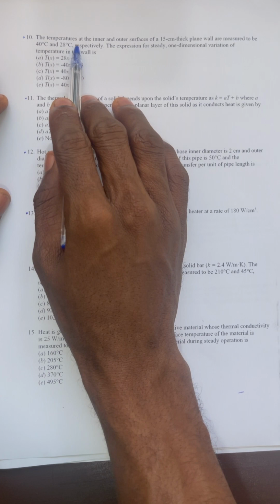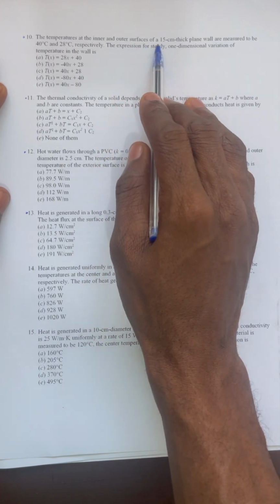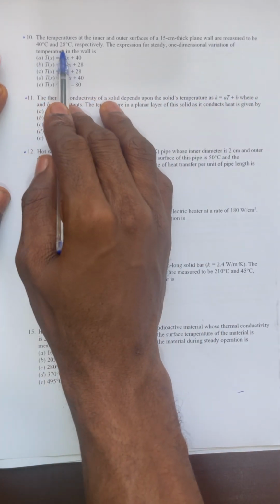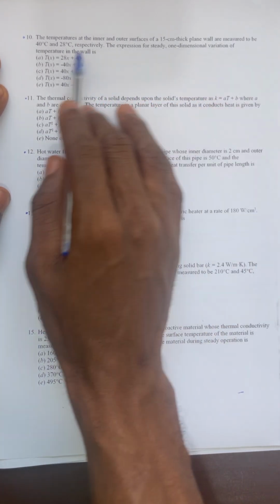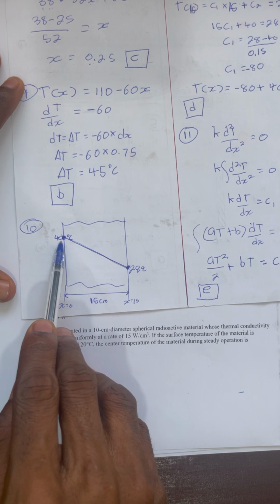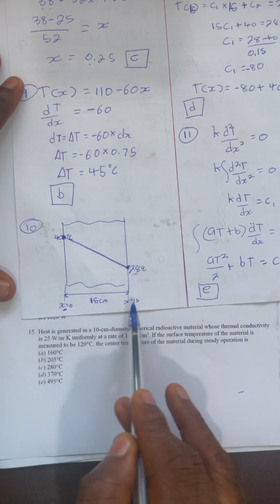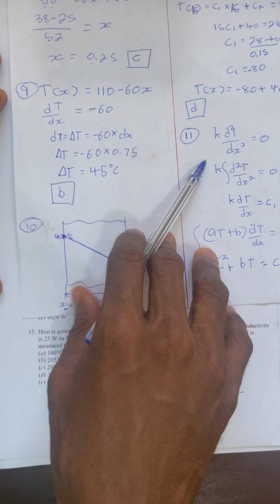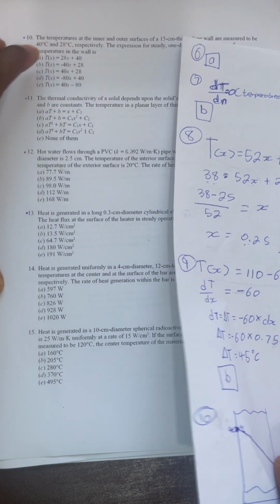So in number 10, the temperatures at the inner and outer surface of a 15 centimeter thick plane wall are measured to be 40 and 28 degrees Celsius respectively. The expression for steady one-dimensional variation of temperature in the wall is what? So this is an illustration of what is over here. Temperature here is 40 and temperature here is 28. Then at this distance we have x equal to 0, and at this distance we have x is equal to 15. So they are telling us to find the variation in temperature equation.